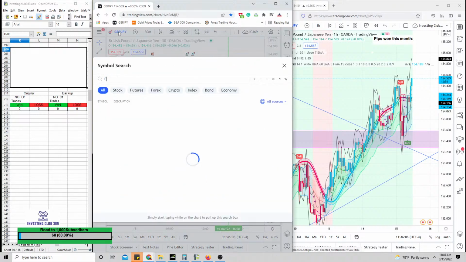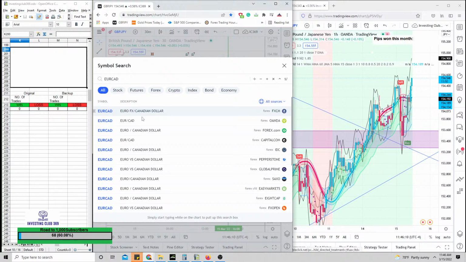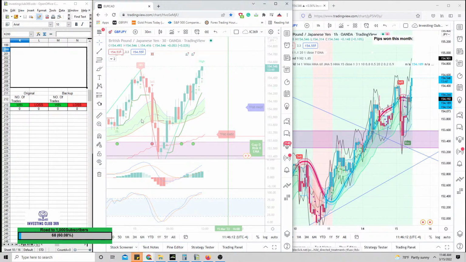What about the Euro CAD? Euro Canadian. Let's see.